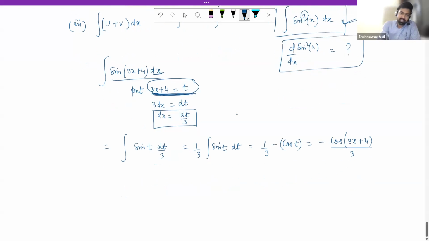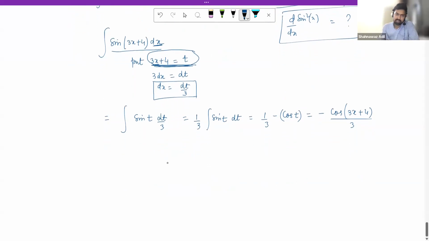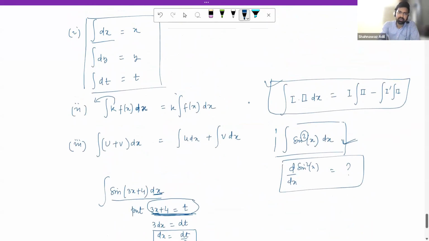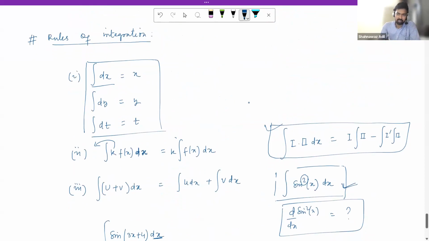But let's say, if you have sine of 3x squared plus 4, and the integration is x sine 3x squared plus 4 dx. Can you integrate this thing and tell me what is the answer you are getting? Try to integrate this thing. But before you do that, please note down something.